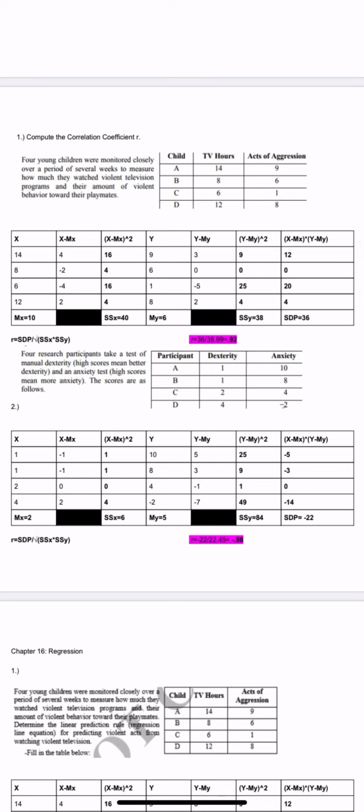So compute the correlation coefficient R. Four young children were monitored closely over a period of several weeks to measure how much they watch violent television programs and the amount of violent behavior toward their playmates. So we're going to see if there is a correlation between these two variables.